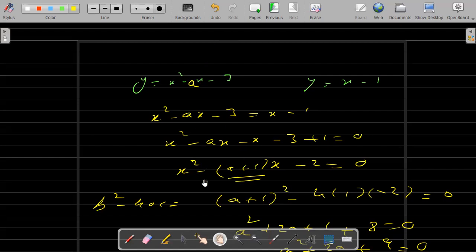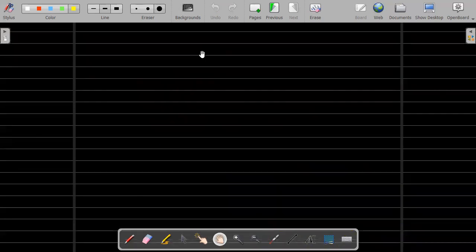Let's say another example. See here, find the real roots of this equation. The question is, find the real roots of this equation.